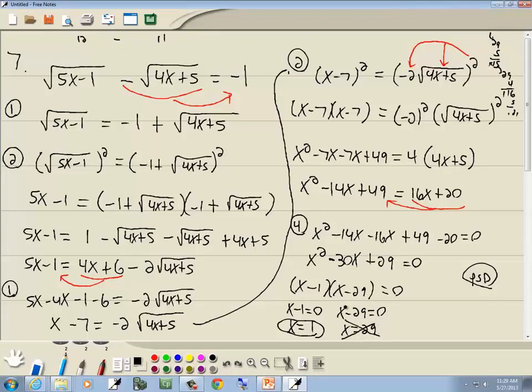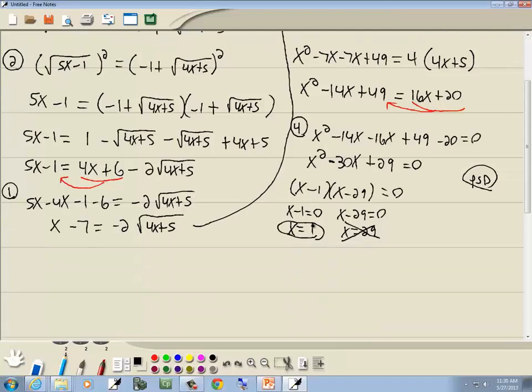Let me double check my math here real quick. 5, 4, 10. Okay. Where's my calculator? No calculator. How can that be? Okay. 29 times 5. 145 minus 144 is 12. Okay, that checks. 116 plus 5, 121. Yeah, that's okay. So that one doesn't check. So our only answer is x equals 1.